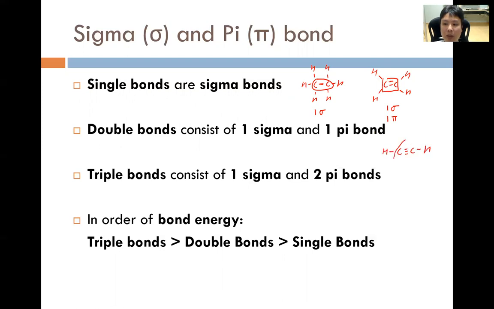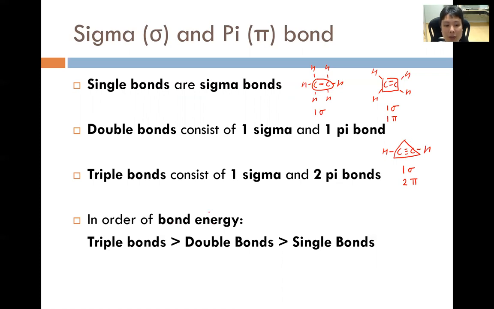If you have a triple bond in this case, then again, the first bond will always be a head-on overlap, which results in the sigma bond. And the other two remaining bonds will be two pi bonds, which form as a result of the sideways overlap between the p orbitals on this carbon and the p orbitals on this carbon. We will see the pictorial view of this in a few later slides.